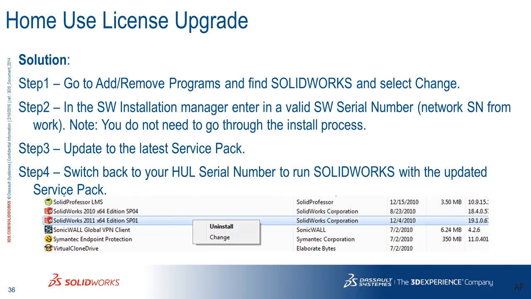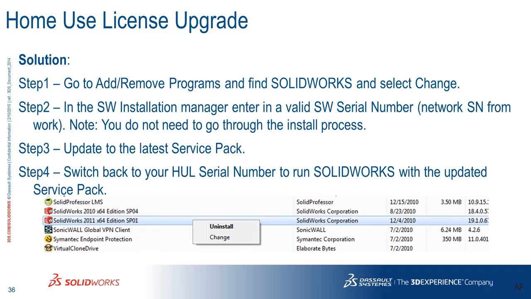Now, it will let you upgrade because it's got a valid serial number, not a home use serial number. You won't be able to launch the program because you don't have a server, right? You're not anywhere close to your network. But when the upgrade's done, you can go back in here, modify it again, change it back to your home use license, and it will work.